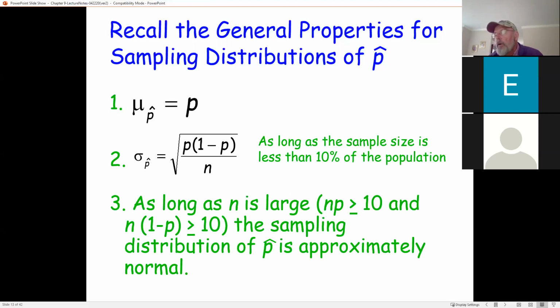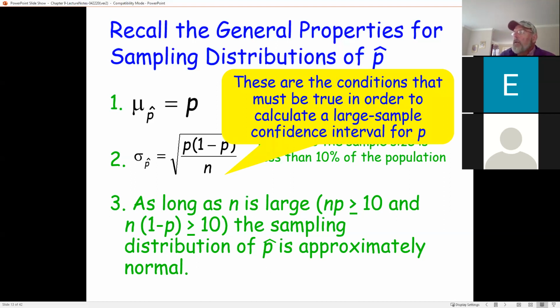And we have conditions here that we must adhere to, and that is the sample size. The product of the sample size and p has to be greater than or equal to 10, and the opposing side, n times (1 minus p), also has to be greater than or equal to 10, to consider the distribution of p hat approximately normal. So we need pretty large sample sizes to deal with p.